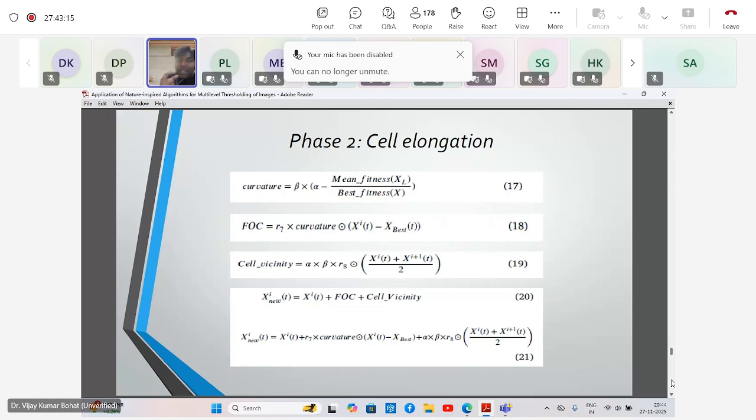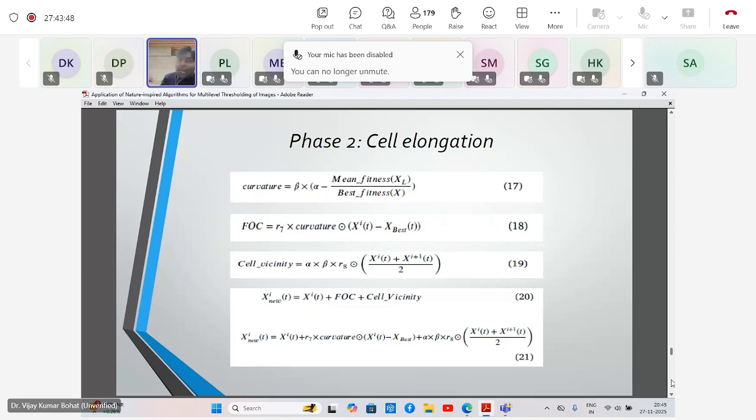So we calculate a value of curvature, and the mathematical equation we have made is that with the help of beta, beta is for bidirectional direction, that is -1 or 1, two values it can achieve, multiplied by alpha minus mean fitness XL upon best fitness X. Means the mean fitness of the light region cells divided by the best fitness found so far. We separate this value to the alpha and then we multiply it to beta. Through this equation, we try to calculate the curvature.